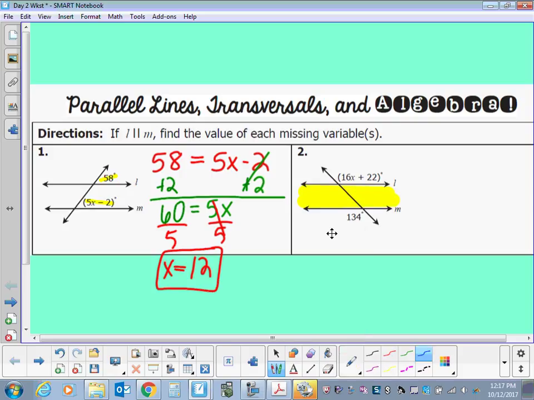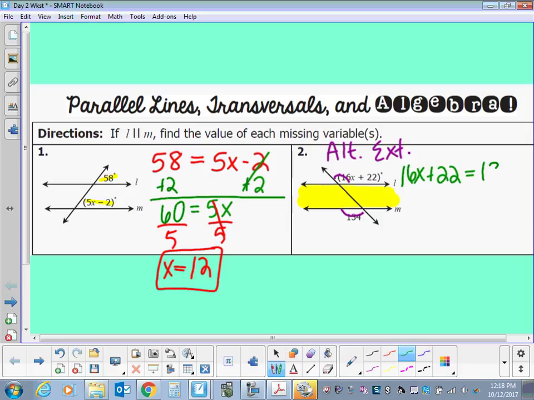That's my interior, as always, in between the 2 parallel lines. This angle and this angle, what's the relationship? They're the same. They are the same, but look at your foldable. Those are your angle relationships. So which one classifies as this? Alternate exterior. If they're alternate exterior, they're the same angle, just opposite sides. So we're going to make them equal to each other.